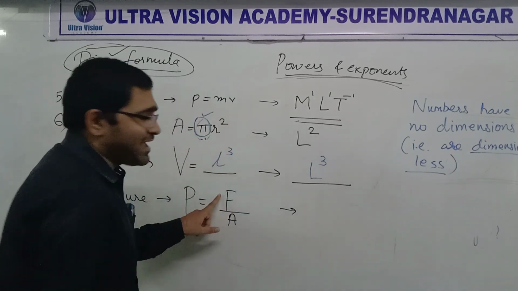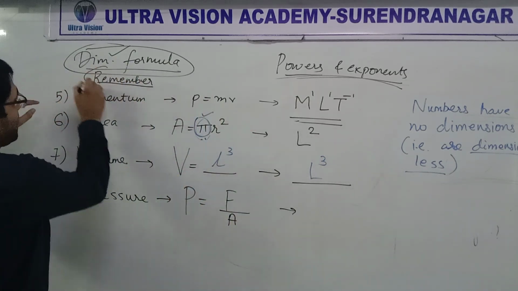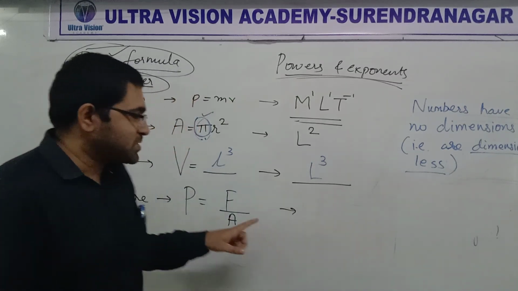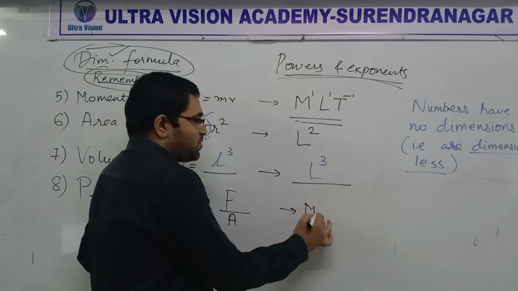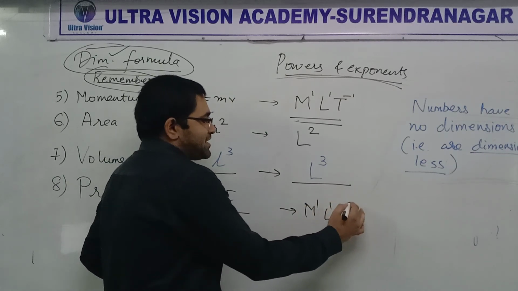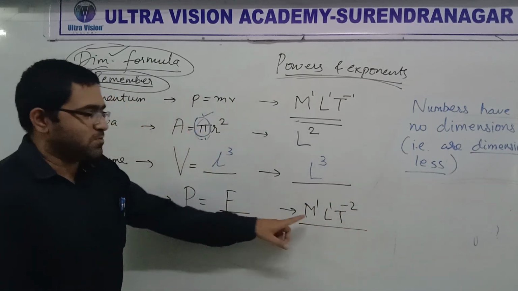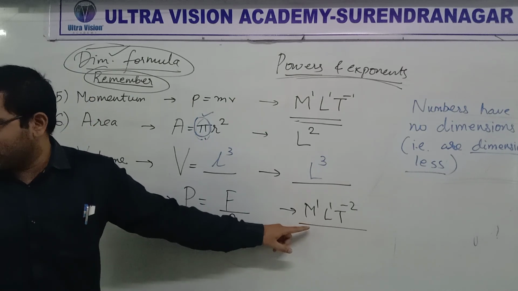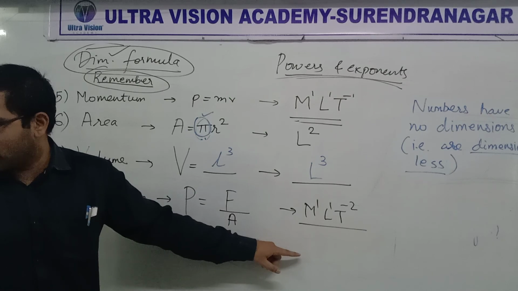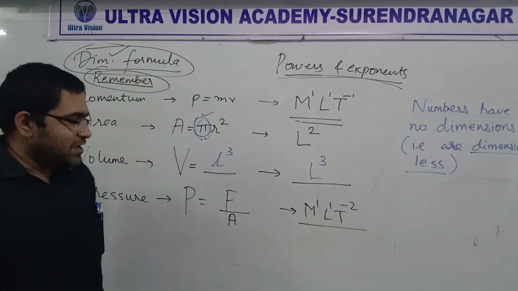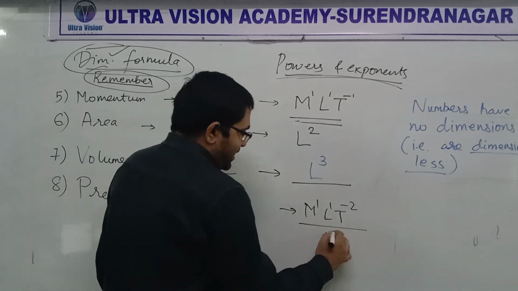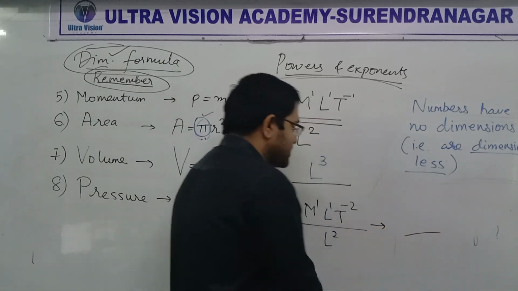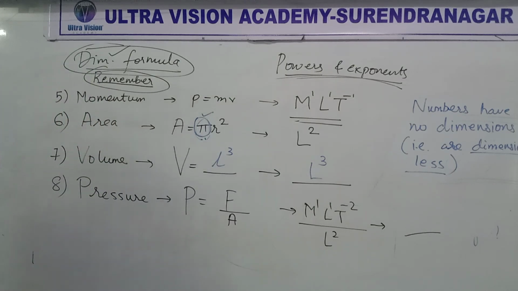Let's start. Force dimensions. See, this is the list of things that I expect you to remember. Force dimensions: M raised to 1, L raised to 1, T raised to minus 2. Clear or not? Numerator clear? Now the denominator. Area: L square. So what will be the answer? Everyone in the chat box, come on, I want the answer from you.